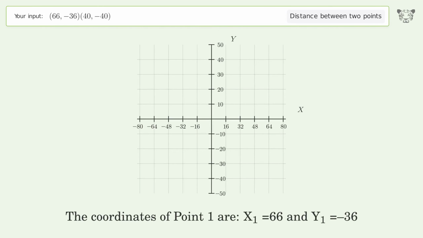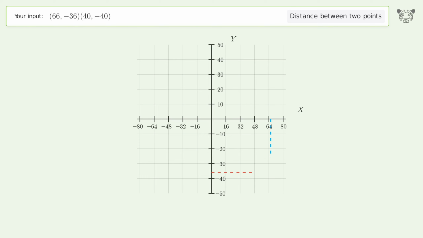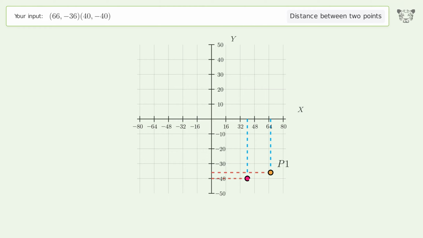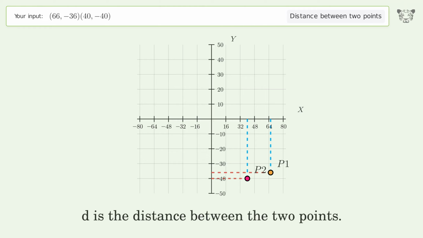The coordinates of point 1 are x1 equals 66 and y1 equals -36. The coordinates of point 2 are x2 equals 40 and y2 equals -40. D is the distance between the 2 points.